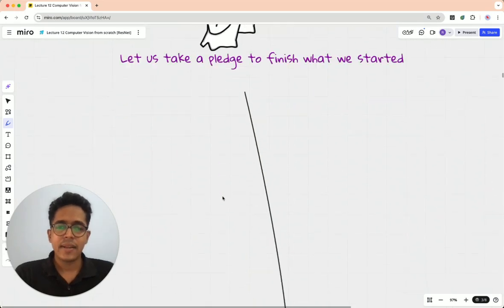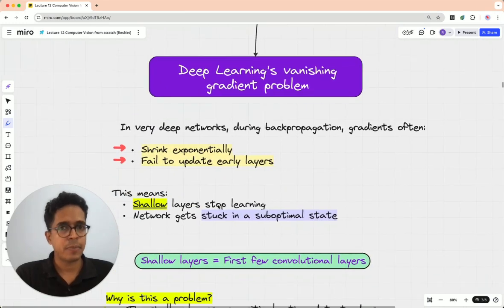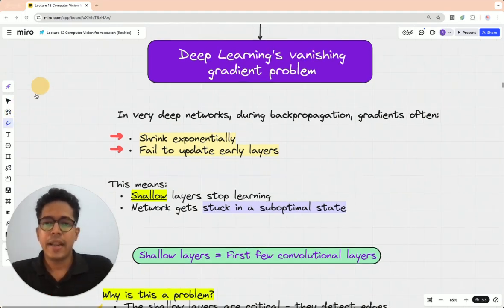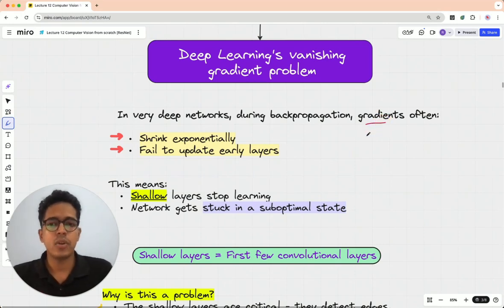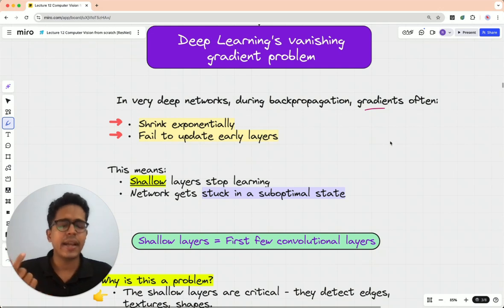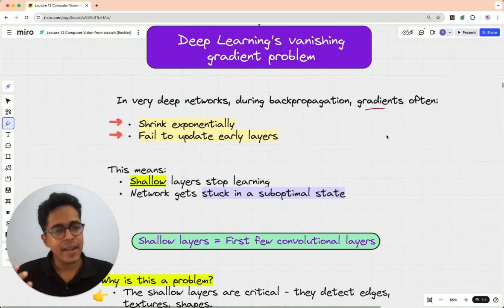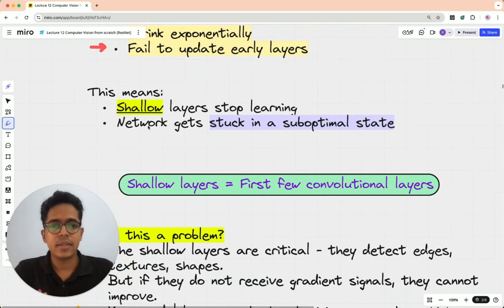Now, with that, let's look at what exactly is this vanishing gradient problem in deep neural networks. In deeper and deeper neural networks, during backpropagation, there is a tendency for the gradient values to shrink exponentially. What this means is the early layers like layer 1, layer 2, etc., will barely get updated in deep neural networks. These layers are also called shallow layers. The first few convolutional layers are shallow layers.